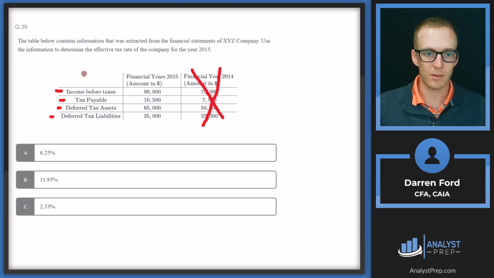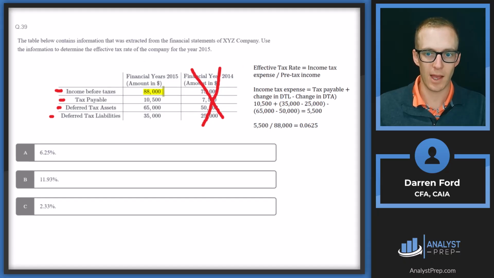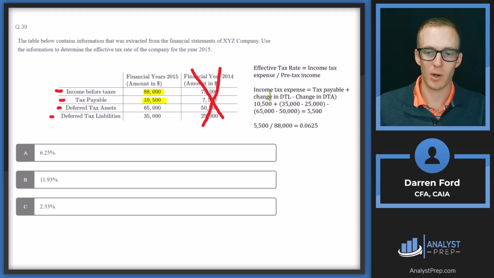So we're going to be using all of this to calculate our effective tax rate, which is going to be income tax expense divided by pre-tax income. So pre-tax income is given at $88,000. We need to do some additional calculating to get our full income tax expense. So our income tax expense is going to be equal to tax payable, which is $10,500. And then we're going to add to that change in deferred tax liability minus change in deferred tax asset.